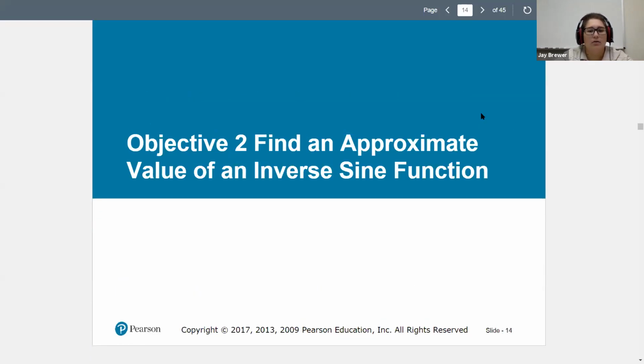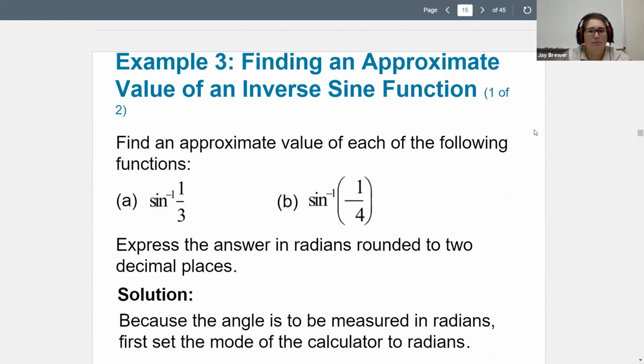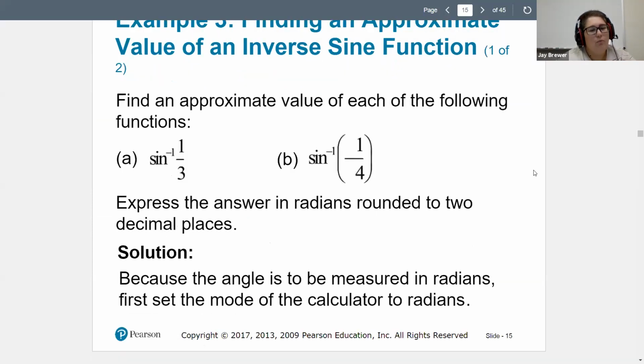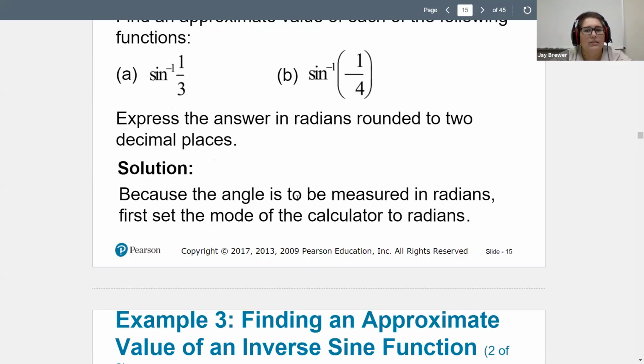All right, so the next thing we're going to look at is using your calculator when you don't know the exact answer. So here it says find an approximate value of each of the following functions. So we're going to look at sine inverse of 1/3 and sine inverse of 1/4. Now 1/3 and 1/4, is that something that your mind right away knows what the sine would be? No, there's not an angle that immediately pops into your brain. Because the angle is to be measured in radians, the first thing you have to do is make sure that your calculator is set to radians.